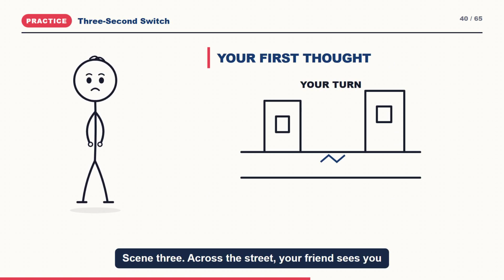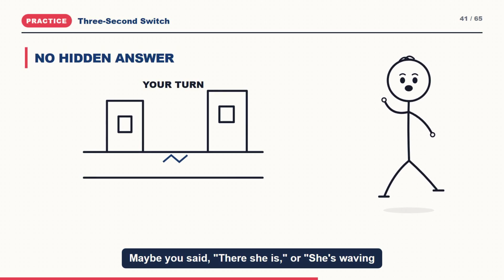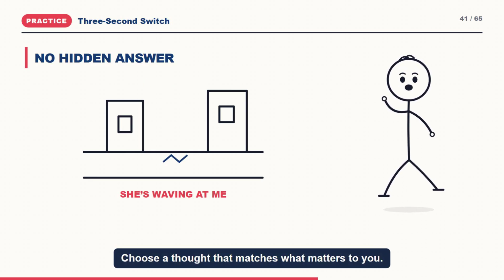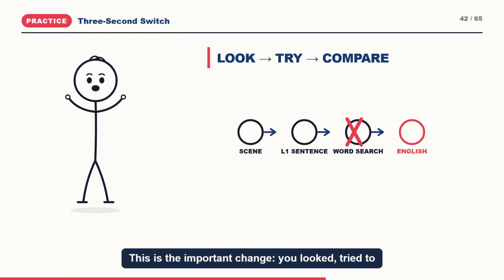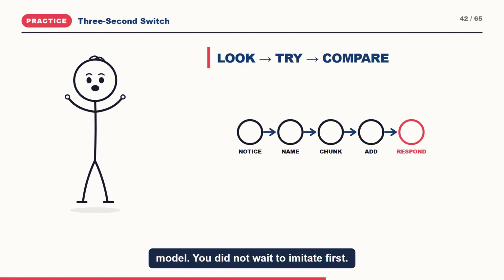Scene 3. Across the street, your friend sees you and waves. What is your first English thought? Say it now. Maybe you said, there she is, or she's waving at me. Good. There is no single hidden answer. Choose a thought that matches what matters to you. This is the important change. You looked, tried to retrieve English, and then compared your answer with a model. You did not wait to imitate first.